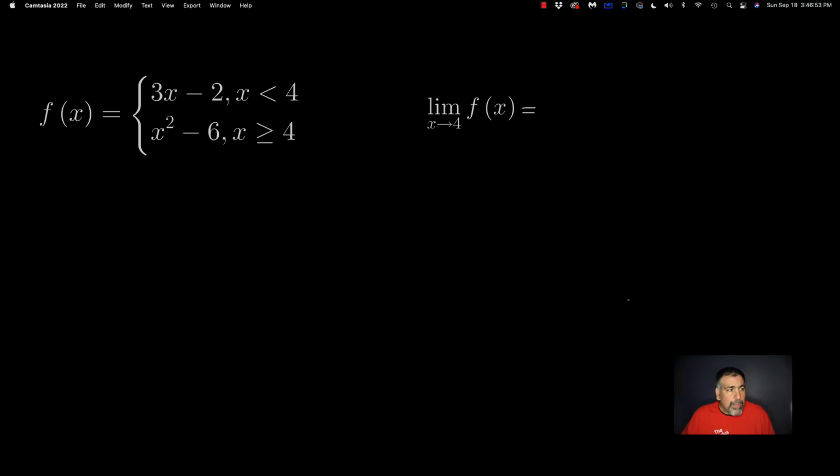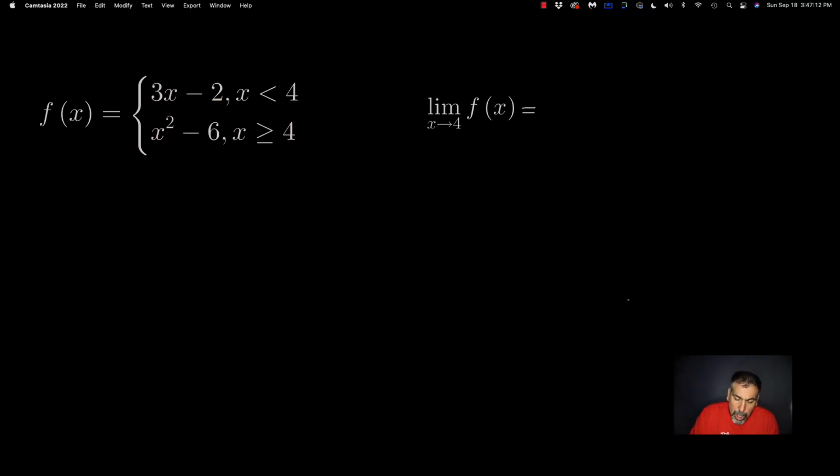The idea of a piecewise function is that we want to use two different rules depending on what the input is. So for this example, we're told that anytime we want to plug in anything less than 4, we should use 3x minus 2. Okay? Less than 4, use the expression 3x minus 2. If we're using an input greater than 4 or equal to 4, we want to use the expression x squared minus 6.